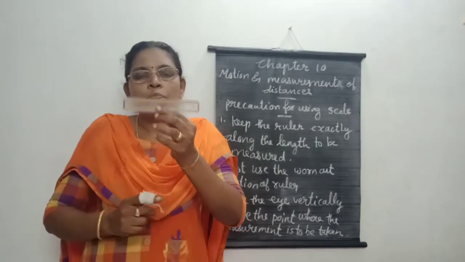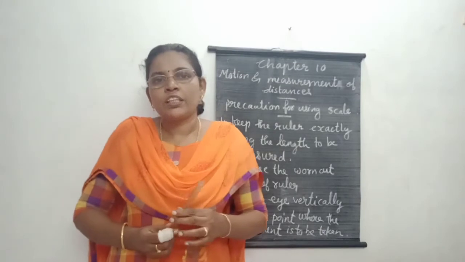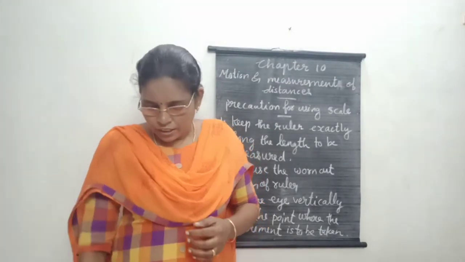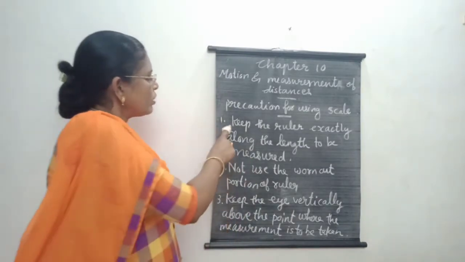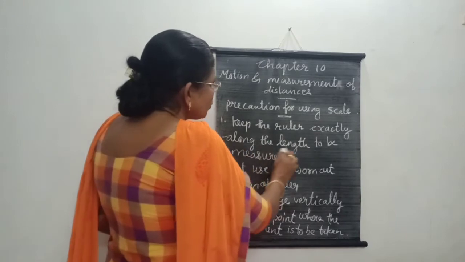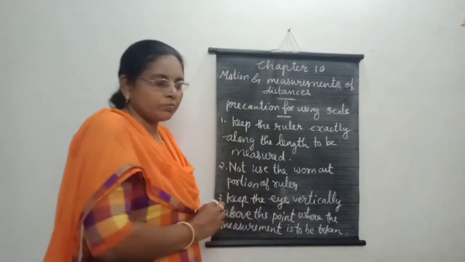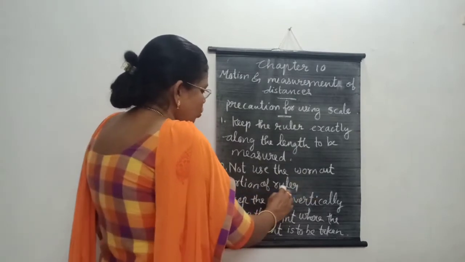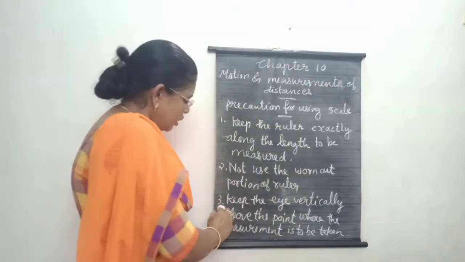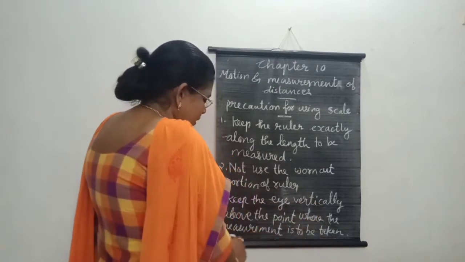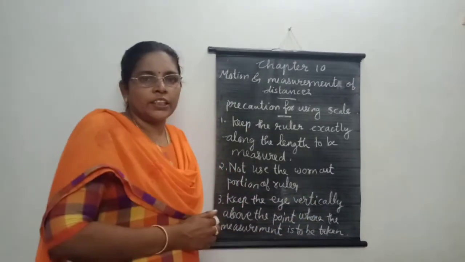Clear? So these are the precautions we take when we measure the length of an object using a scale. Here, listen everybody. One, keep the ruler exactly along the length to be measured. Second one, do not use the worn out portion of the ruler. Third one, keep the eye vertically above the point where the measurement is to be taken.